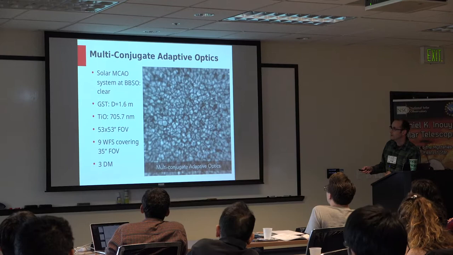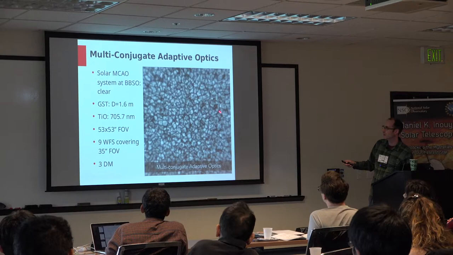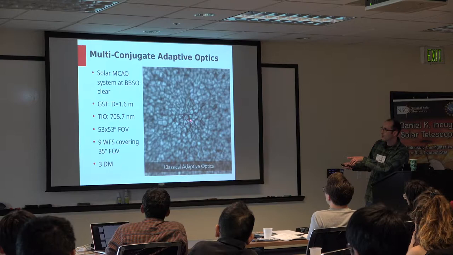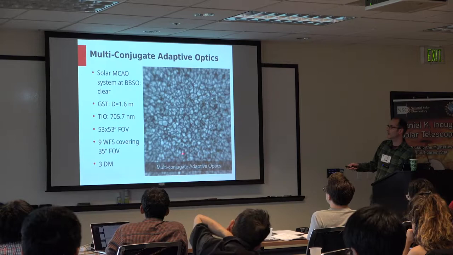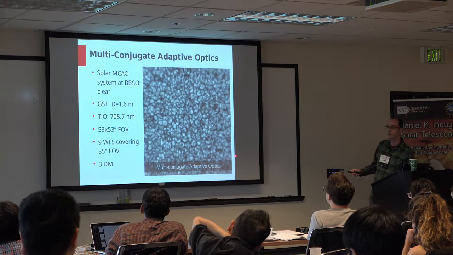So the video will loop. You can see it again. But you can see here the correction is valid over a much wider field of view area. And now the regular AO is sharp in the center, and then the correction degrades rapidly when you get away from it. And it'll switch again to MCAO. Boom. So this one is only correcting a 35 arcsecond field of view. The full size of this image is 53 by 53.